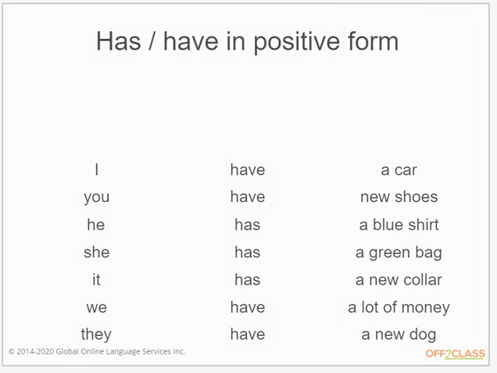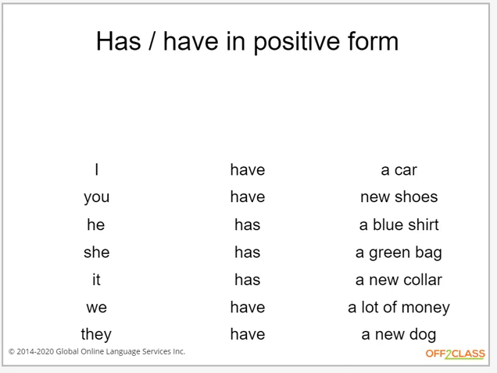Right, let's continue. Okay, so for this section, I want you to warm up. I want you to make sentences using the subject plus have/has plus noun. So for example, I have a car. You have new shoes, right? That's very simple. He has a blue shirt. Can you do some more? Can you practice? She has a green bag. It has a new collar.